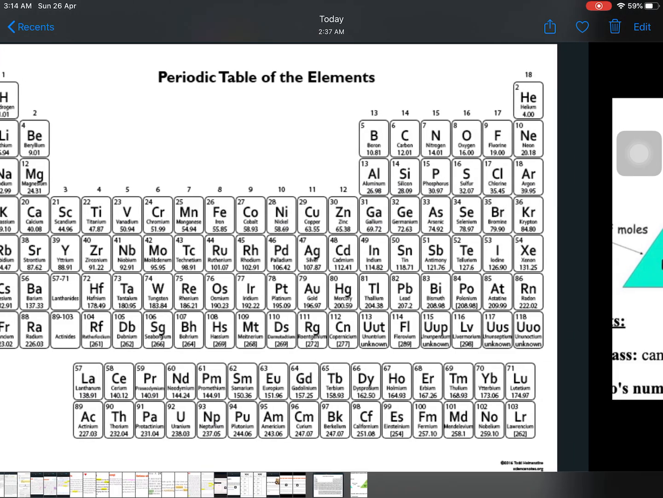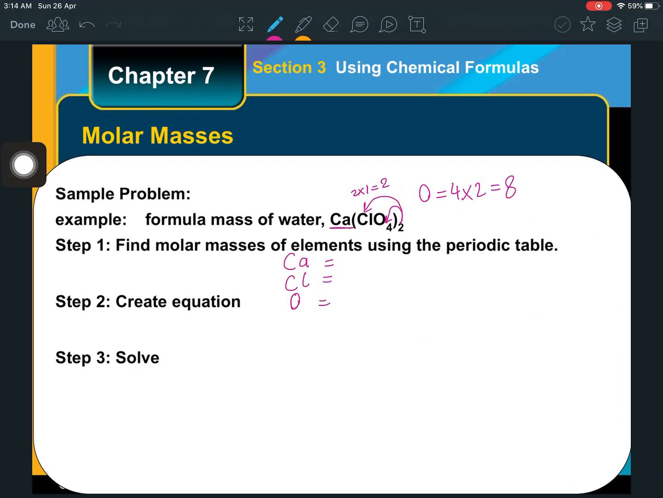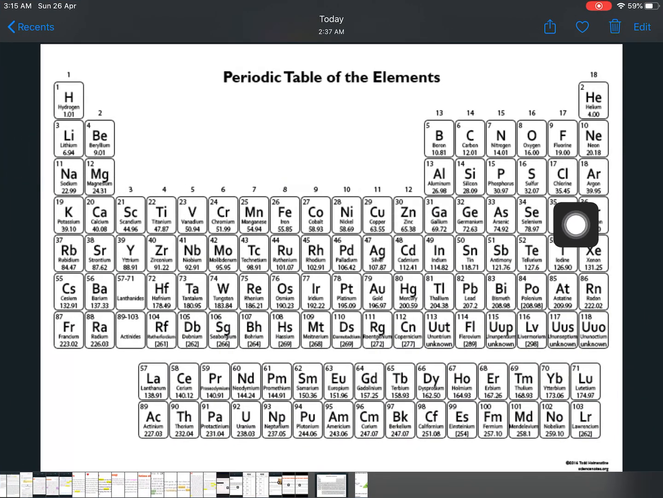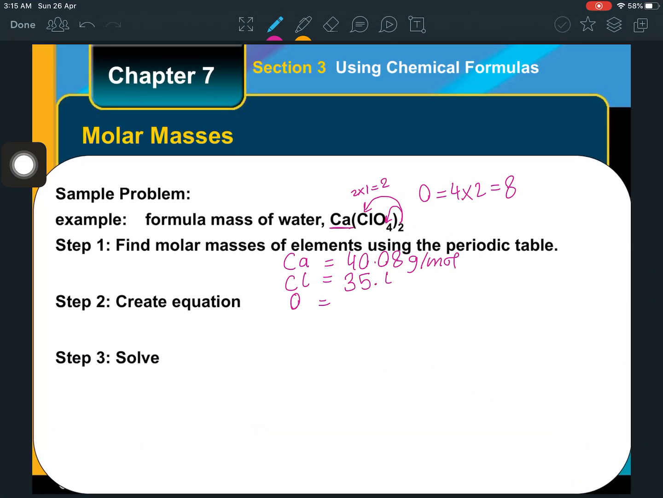So first of all, I can see calcium is right here. It's 40.08 grams per mole. All right, and now let's find chlorine. Chlorine is right here, 35.45 grams per mole. And then I can find oxygen. I just have this one memorized, but you can obviously go into your periodic table because you probably don't have all these memorized. Now let's create our equation.